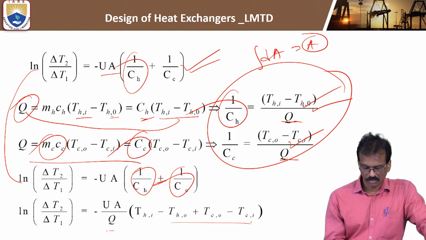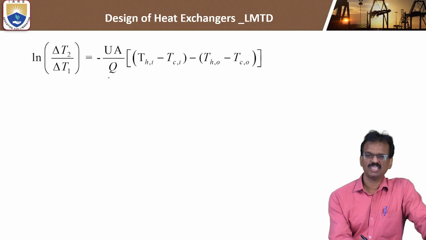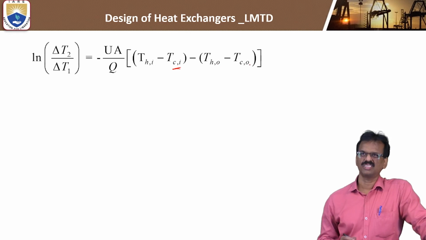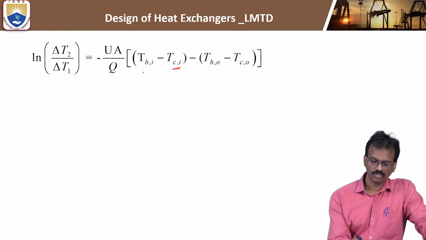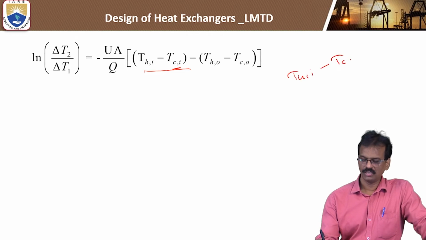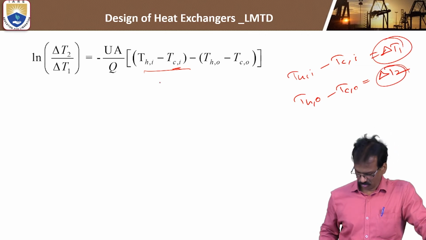We can rearrange these temperatures like this. ln delta T2 by delta T1 is equal to minus UA by Q into THA minus TCA, the cold fluid inlet, minus of TH naught minus TC naught. You can rearrange that. According to the temperature graph, THA minus TCA is nothing but delta T1. Similarly, hot fluid outlet minus cold fluid outlet is nothing but delta T2.